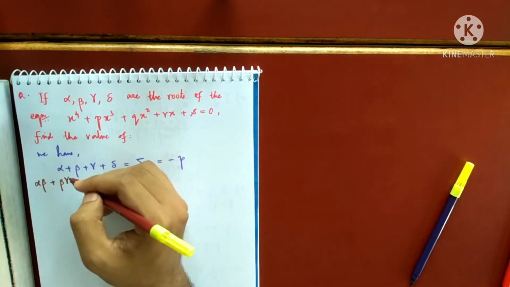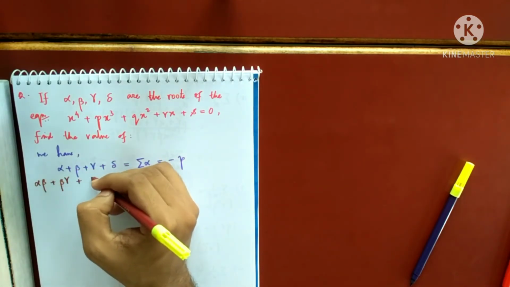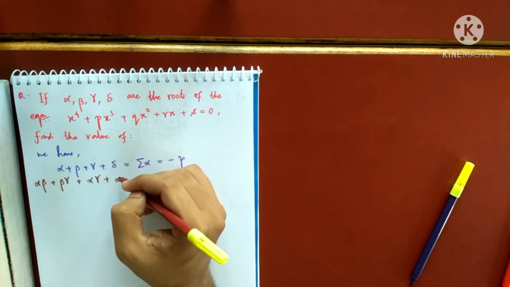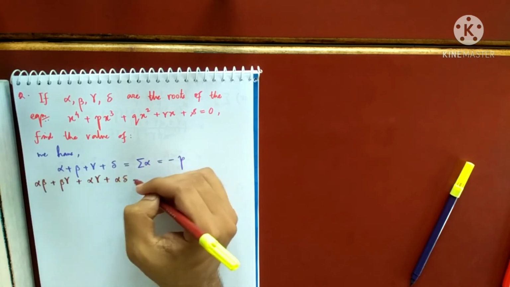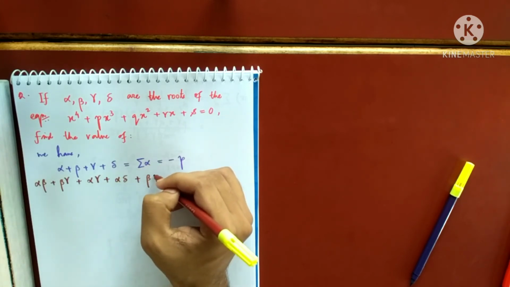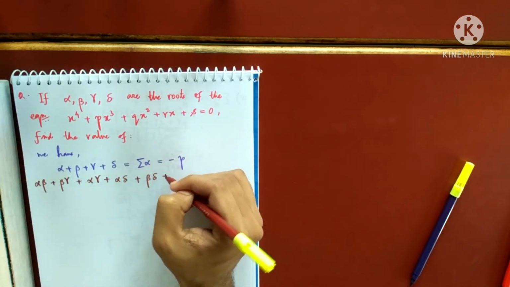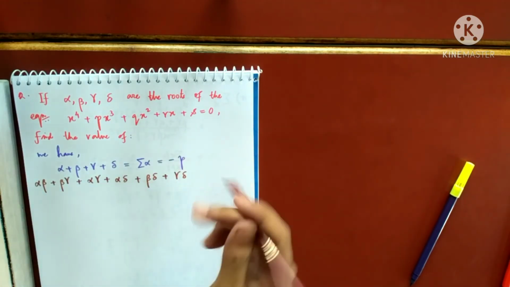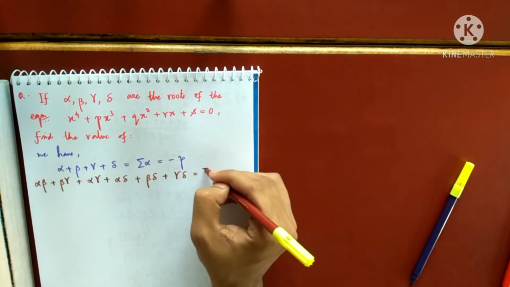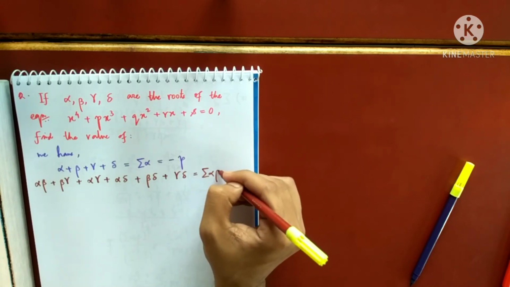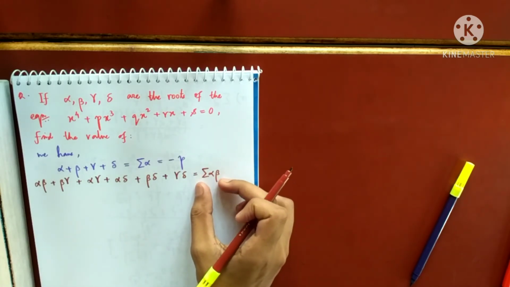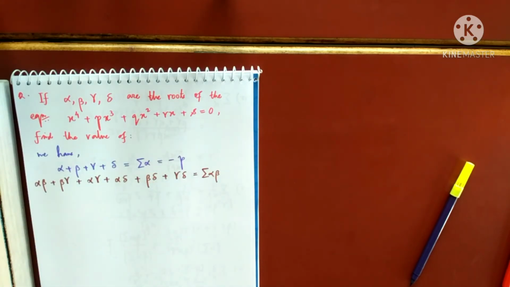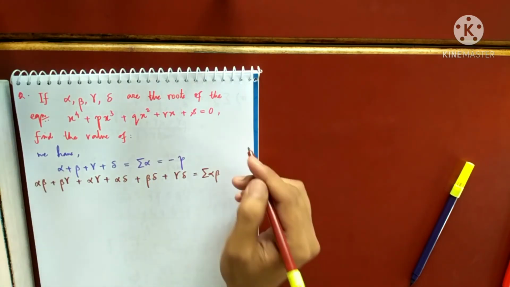I actually wrote it. It doesn't matter. Alpha beta, alpha gamma, alpha delta, beta gamma, beta delta, and then gamma delta. 6 terms will be there: 1, 2, 3, 4, 5, 6. This can be represented in summation alpha beta. So here summation alpha beta means this. You have to understand that, then only it will be a symmetric function of roots.